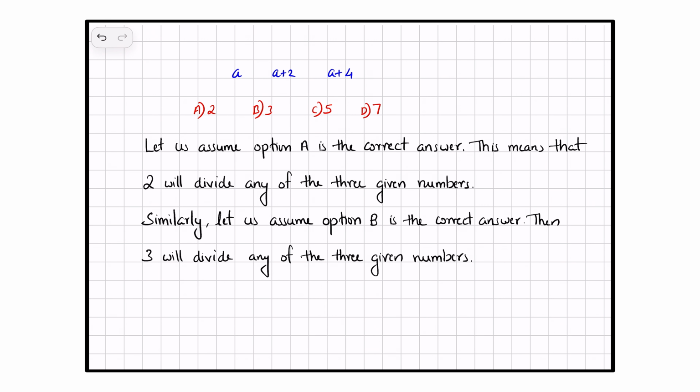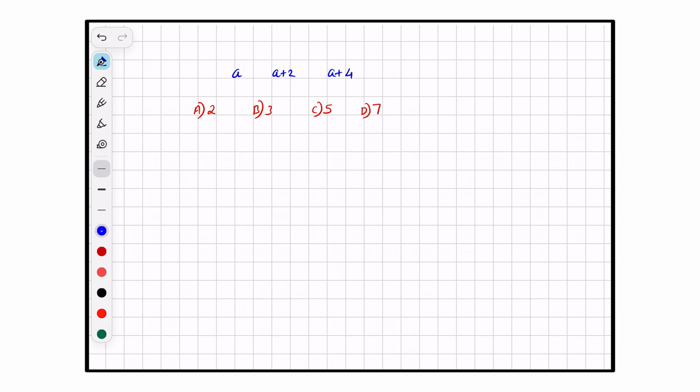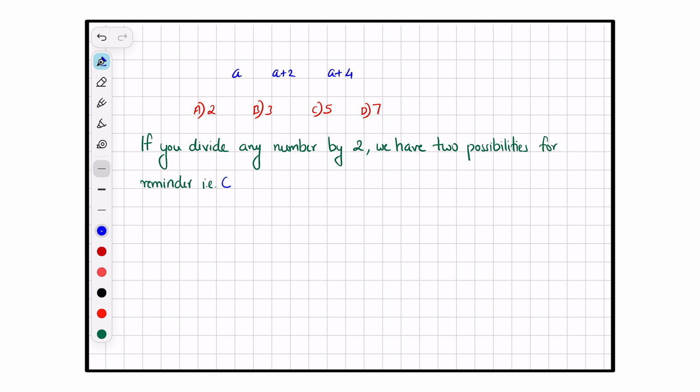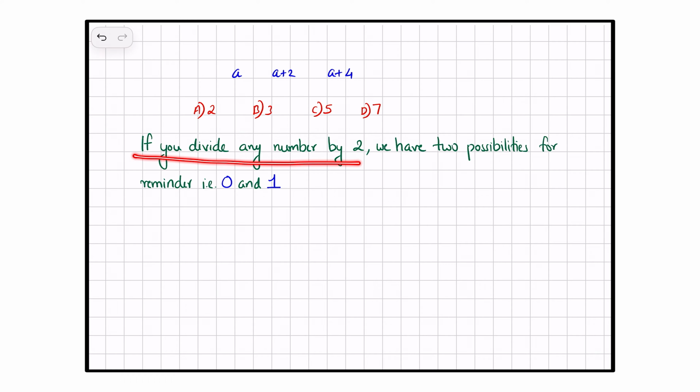Similarly, let us assume that option B is the correct answer, that is 3. That means 3 will divide any of these three numbers. We don't know which one, but any one of these. Now how can we solve this? We will go option by option, starting with 2. If you divide any number by 2, we have two possibilities for the remainder. What are those? 0 and 1.